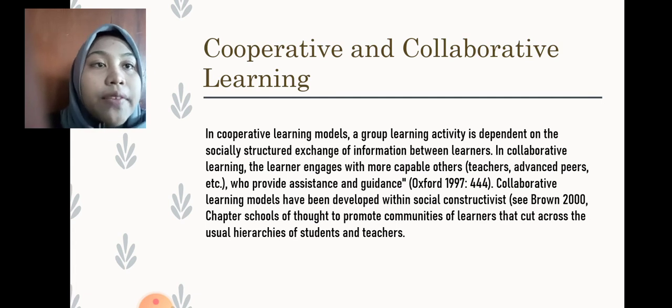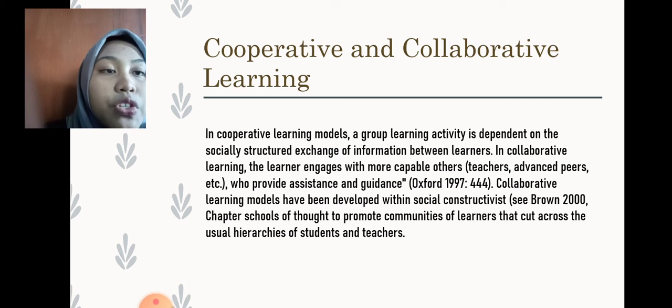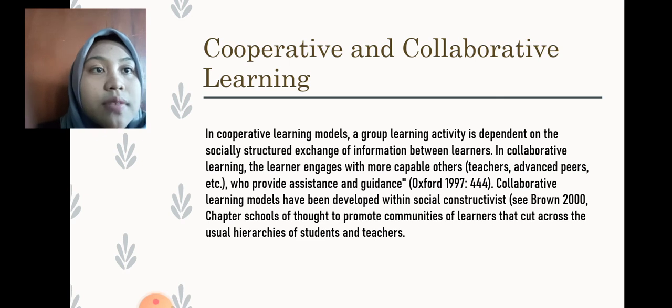Next is cooperative and collaborative learning. In cooperative learning models, a group learning activity is dependent on the social structure and exchange of information between learners. In collaborative learning, the learners engage with a more capable other, a teacher or advisor, who provides assistance and guidance. Collaborative learning models have been developed by social constructivists, a school of thought that promotes communities of learners that cut across the usual hierarchies of students and teachers.